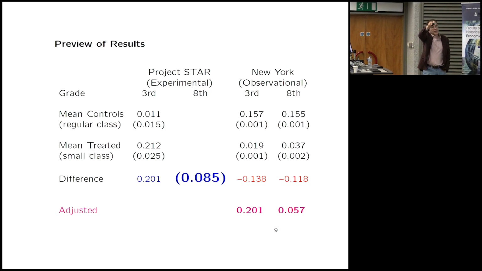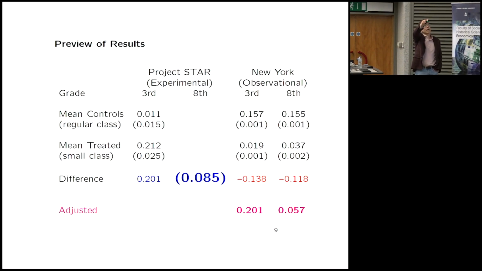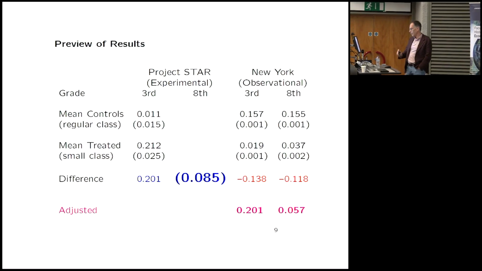the proof is that the adjusted number, the 0.057, is in fact quite close to the 0.085, despite the fact that in calculating this number, we never used any of the data from Tennessee beyond 3rd grade. We only used the evidence up to 3rd grade, applied that adjustment, and that turned out to adjust the New York estimates in a substantial way to very close to the Tennessee number.